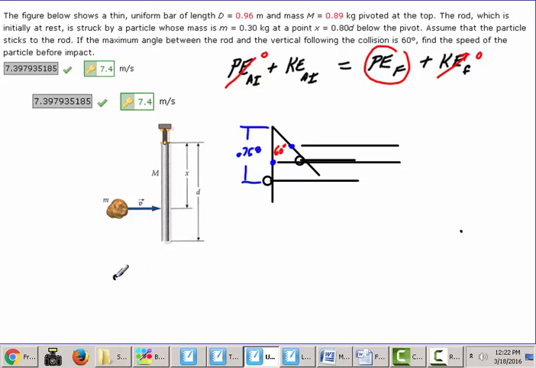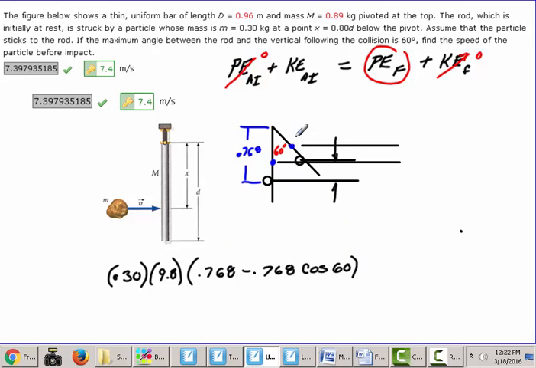It's going to be 0.30 times 9.8 times 0.768 minus 0.768 times the cosine of 60. Again, that distance there represents the distance from here to here. This distance right here would represent this. Again, I'm taking this length here, I'm subtracting this length here times the cosine of this angle. That would give me this value here.